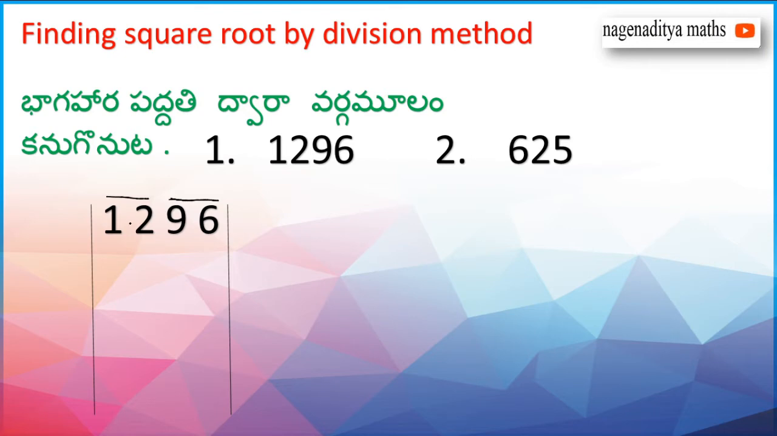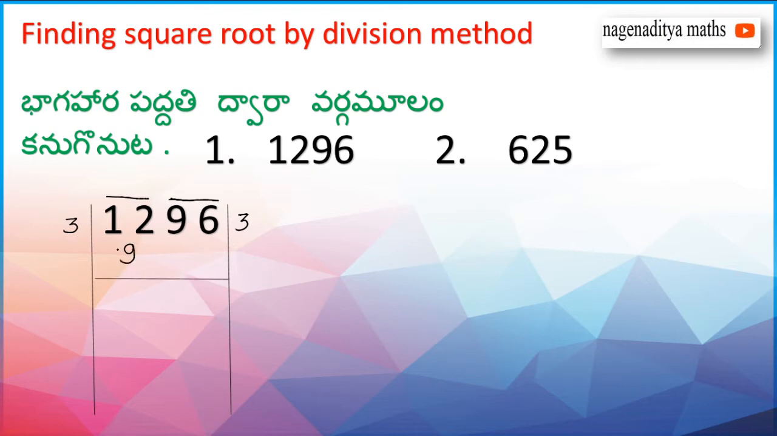Okay, this is 12. Now we have to read the table like this: 1 1s are, 2 2s are, 3 3s are, 4 4s are. Like this we read the table, and whenever we reach near 12 or exactly 12, we stop. So 1 1s are 1, 2 2s are 4, 3 3s are 9, 4 4s are 16. 16 is greater than 12, so we have to stop. 3 3s are 9, so we write 9 here.